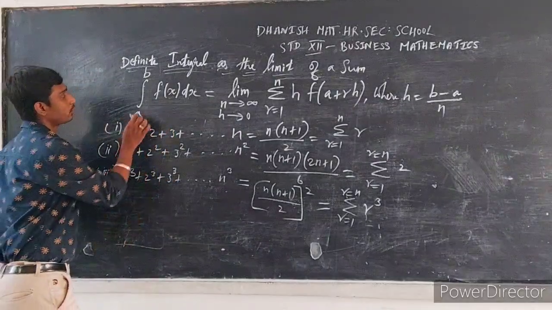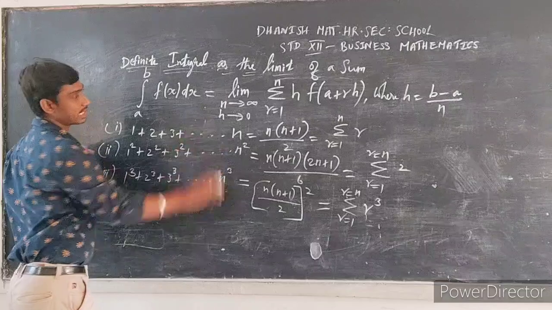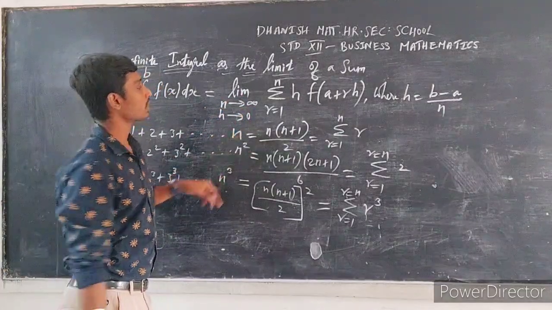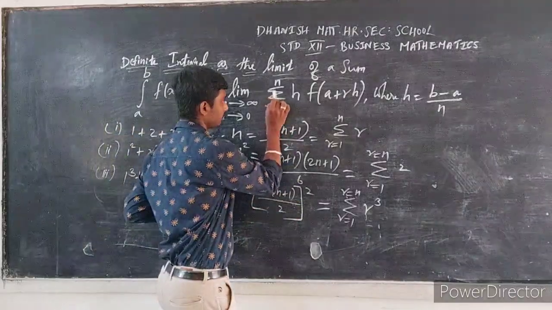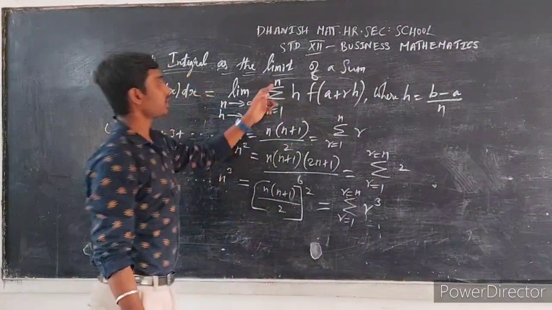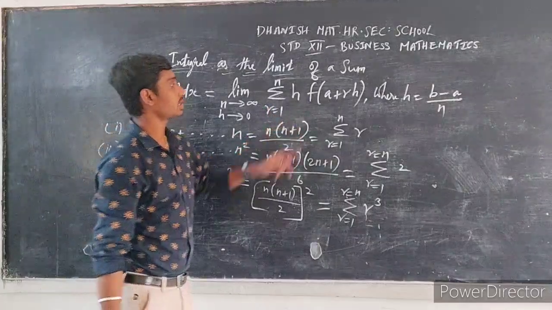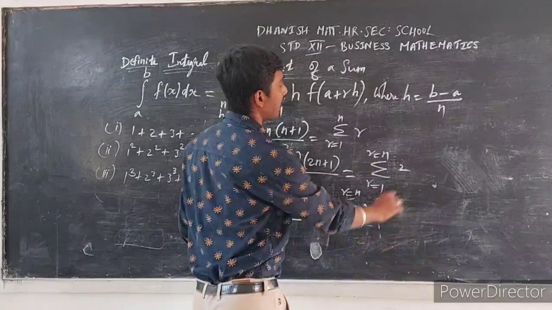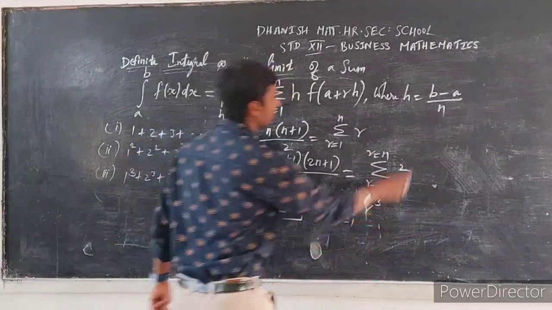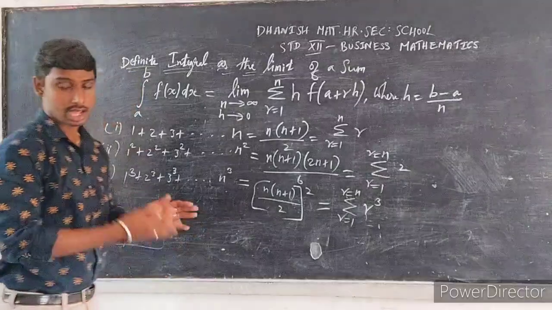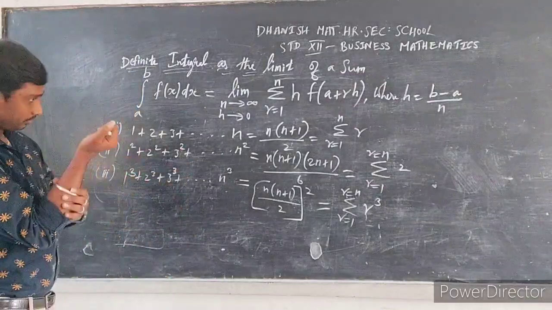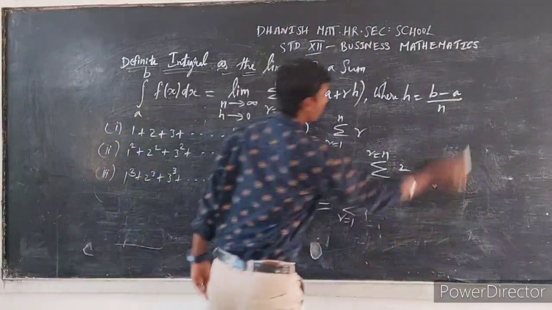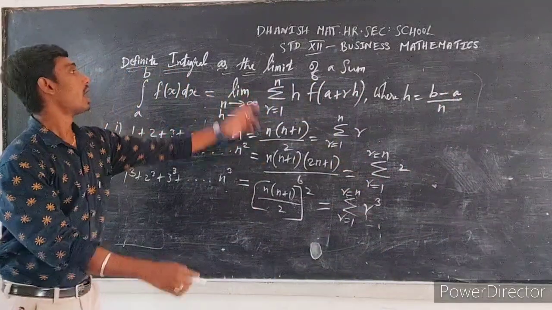So listen here, integration of a to b f of x dx equals limit n tends to infinity, h tends to 0, summation r equal to 1 to n, h into f of a plus r h, where h is equal to b minus a divided by n. This formula we are going to apply in this exercise, that will be exercise 2.11. We are going to apply this formula for solving the limit of a sum.